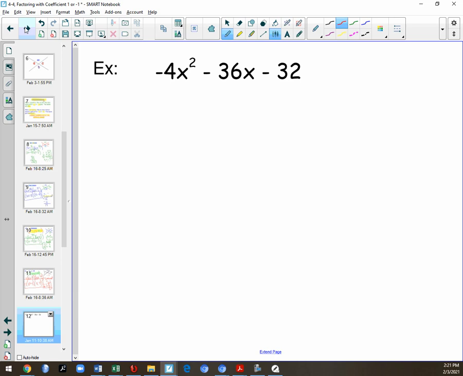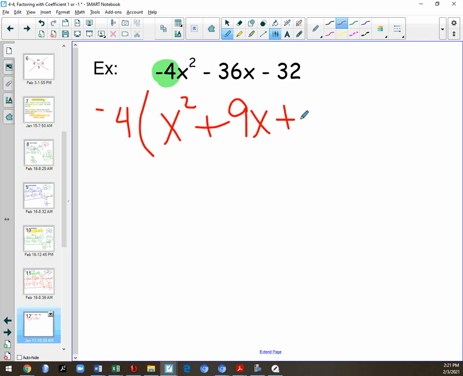Next, I have a negative 4 there. So what we're going to do is check to see if negative 4 could be the GCF between 36 and 32. Meaning, is 36 divisible by 4? Yes. Is 32 divisible by 4? Yes. So we have a GCF of negative 4 that we are going to pull out here. Negative 4x squared divided by negative 4 is going to be x squared. Negative 36 divided by negative 4 is positive 9x. Negative 32 divided by negative 4 is going to be plus 8.